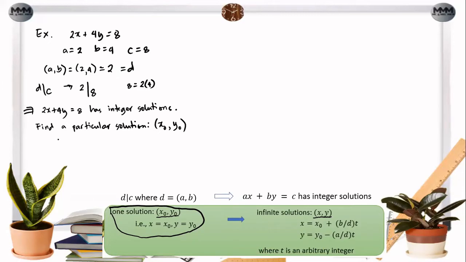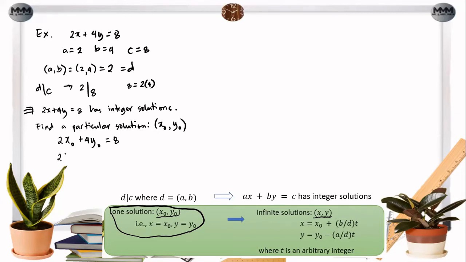We will be using here the trial and error method. So we will use this Diophantine equation. We have 2x sub 0 plus 4y sub 0 equals 8. So we will be using this one. And then by using the trial and error method, we are going to find x sub 0 and y sub 0.